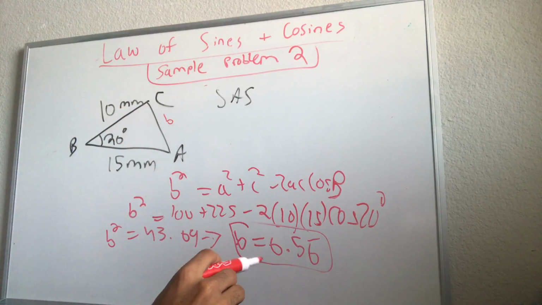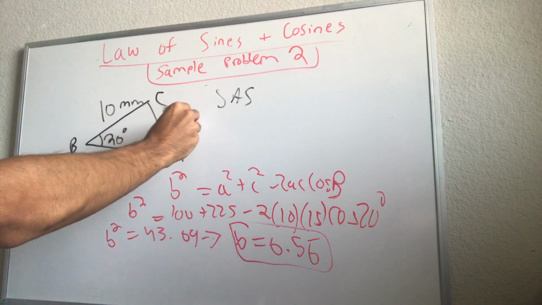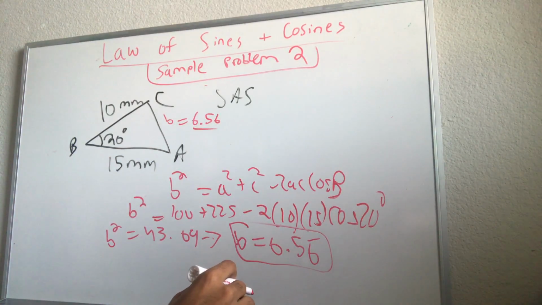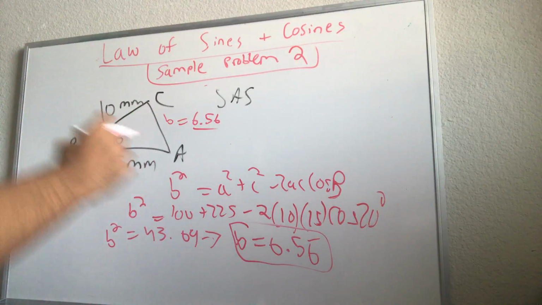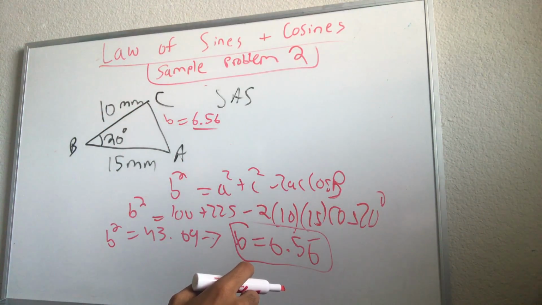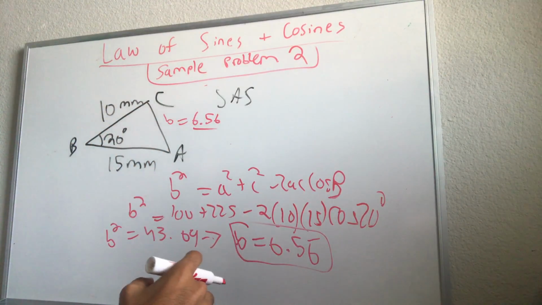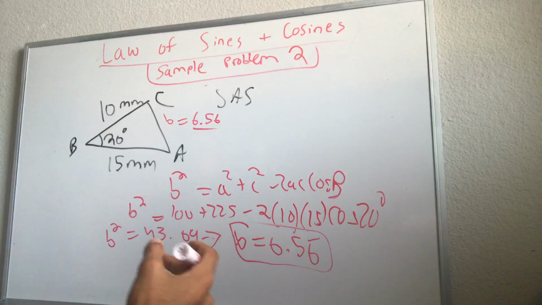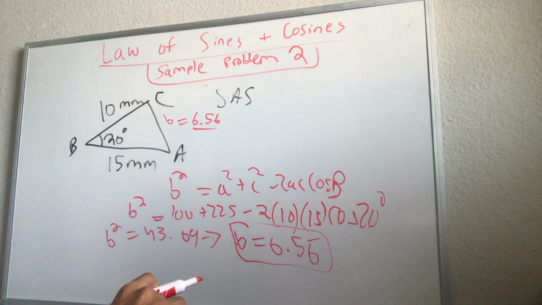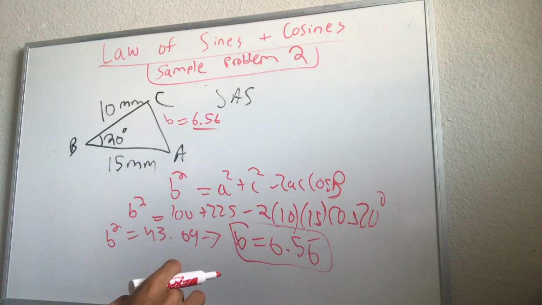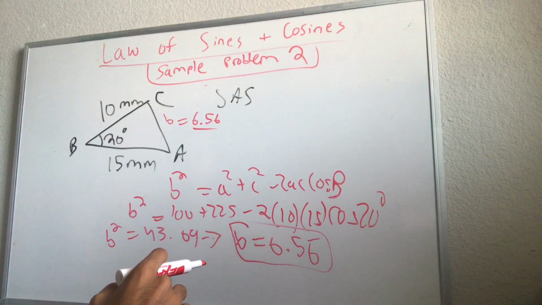So we know what b is now: it's 6.56, just an approximation. It's the side opposite the 20 degree angle. We know the other sides are 15 and 10, so we know all three sides, and now we can apply the law of sines to find the remaining two angles. But even before we do that, it's important to see if this triangle is a right-angled, acute, or obtuse triangle.